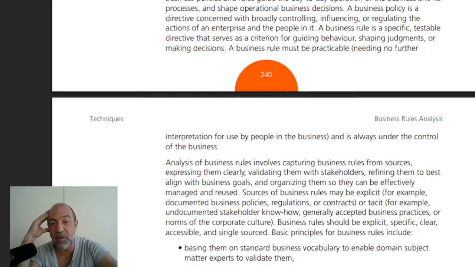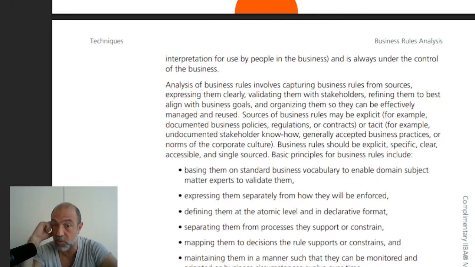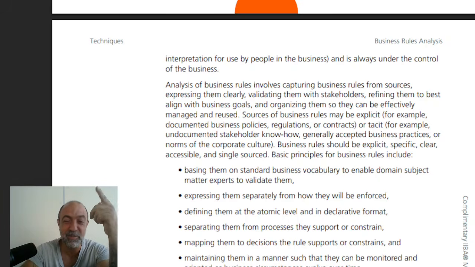Analysis of business rules involves capturing business rules from sources, expressing them clearly, validating them with stakeholders, refining them to best align with business goals, organizing them so they can be effectively managed and reused. It's something very interesting, because if you look at your day-to-day life, there are things that you do a certain kind of way and you've been doing it for so long, but they've never been questioned. And if you give that attention, it's because I'm reading directly.